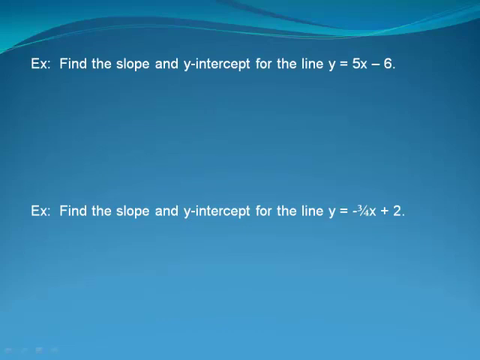Okay, so if we did these examples, find the slope and the y-intercept for the line y equals 5x minus 6. So rewrite your equation, y equals 5x minus 6, and ask yourself, is that equation in slope-intercept form? Is it in y equals mx plus b form? Because the only way you can glance at an equation and get the slope and the y-intercept is to look at the values listed out as such.